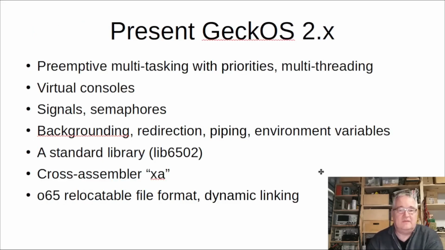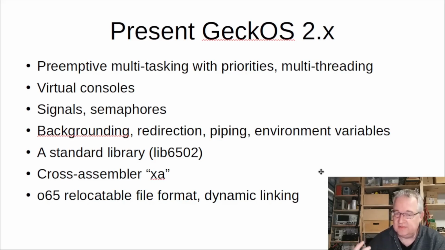So what features are there? We have, as I said, preemptive multitasking, priorities, multi-threading. We have virtual consoles, signals and semaphores. The shell can do backgrounding, redirecting, piping. There are environment variables. It's using a standard library, Lib6502, which is also being used by Linux as a source compatible version.